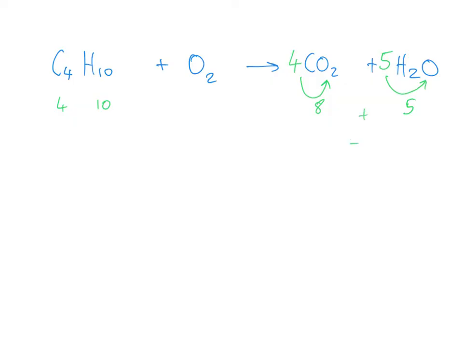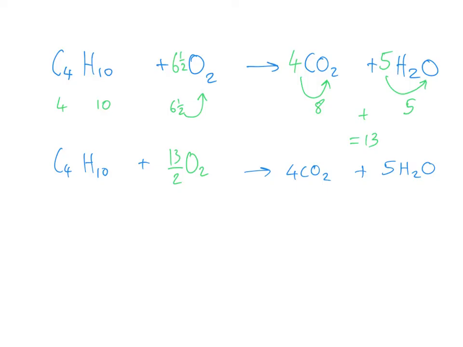So 8 and 5 gives us 13 this time instead of 12. And so therefore we need 13 oxygen here. So what do you multiply by 2 to get 13? Well, the answer is 6.5. And so you can put 6.5 O2, or you can put 13 over 2 O2.